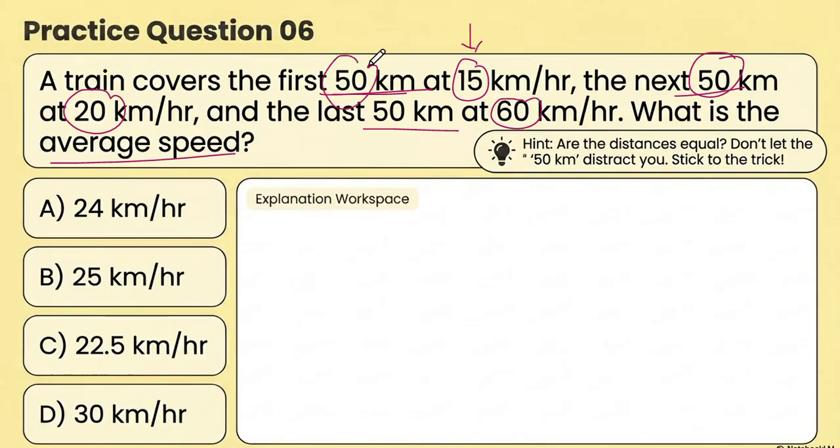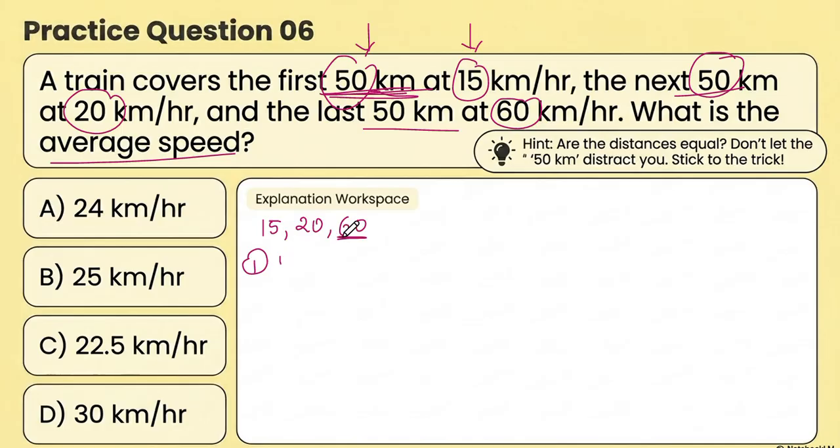Okay. So these numbers are given just to confuse. Speeds are given in an equal interval. The paths are equal, so we can apply this method. So what are the speeds? 15 km, then 20, and then 60. So the first step, find the LCM.